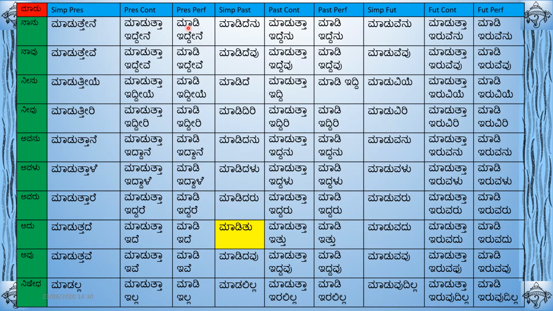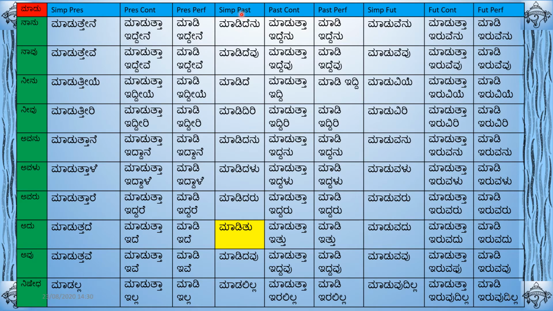Present perfect is madiddeni. By the way, I've given it as a broken form, meaning madi plus iddene. You have to read it as madiddene, because e plus e will be e. Even in other tables, the reason I've given it in broken form is for you to understand how it is formed. Madi plus iddene is madiddene. If I give it together, it will look very confusing. So simple past, madidano.